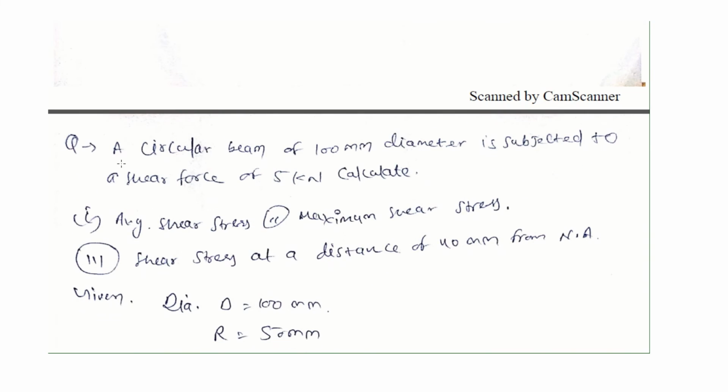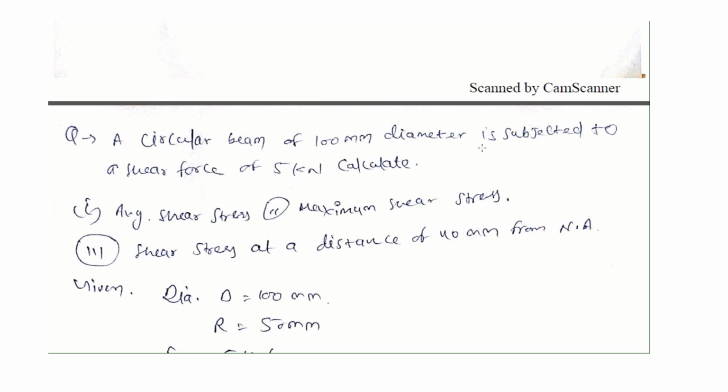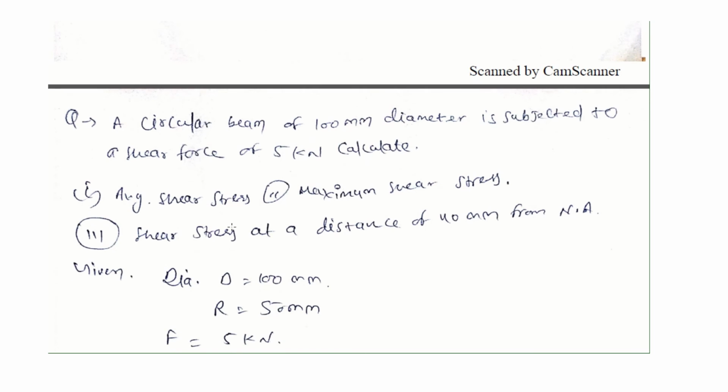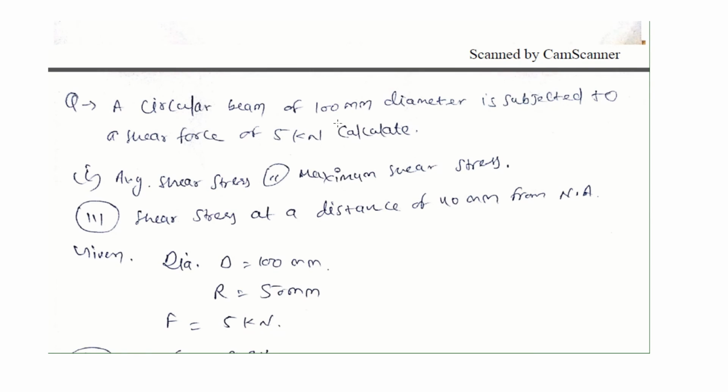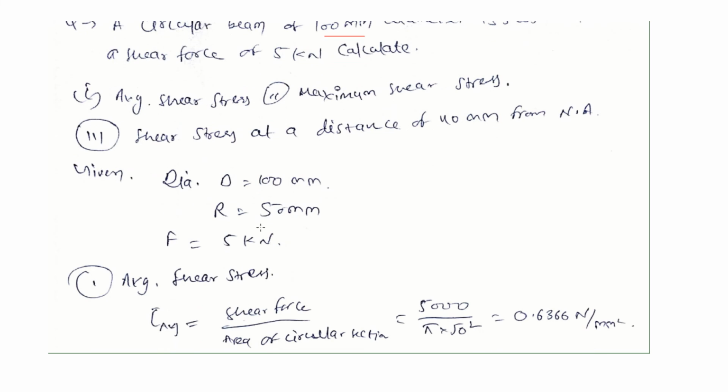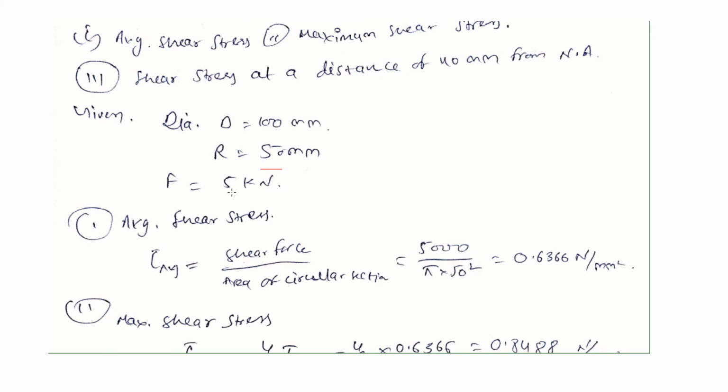So here is the problem. A circular beam of 100 diameter is subjected to a shear force of 5 kilonewton. Calculate first the average shear stress, second the maximum shear stress, third the shear stress at a distance of 40 from the neutral axis. So the given data: diameter 100, and radius is half of the diameter, so it is 50. Shear force 5 kilonewton.